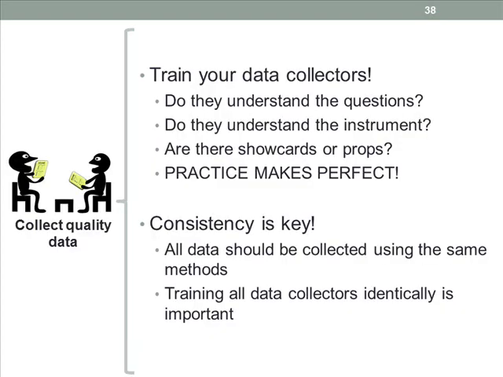Slide 38. If you want to guarantee collecting quality data, train your data collectors. Do they understand the questions? Do they understand the instrument? Are there show cards or props? Practice makes perfect. Consistency is key. All data should be collected using the same methods. Training all data collectors identically is important.